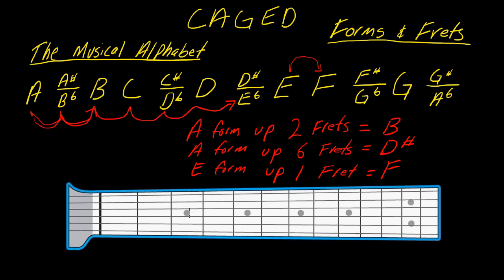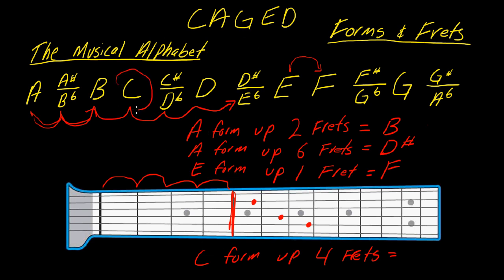So take the C form, and C form is right here, but I'm not going to draw it. I'm going to let you go and look somewhere else. Let's say I move it up there. So now that's what the C form up. How many frets did I go? 1, 2, 3, 4, up 4 frets is what chord? So you would go up to the C form right here. You move up 4. 1, 2, 3, 4, which gives you an E major chord.